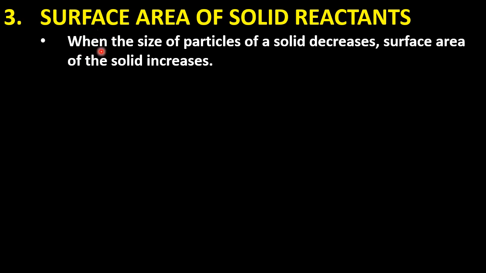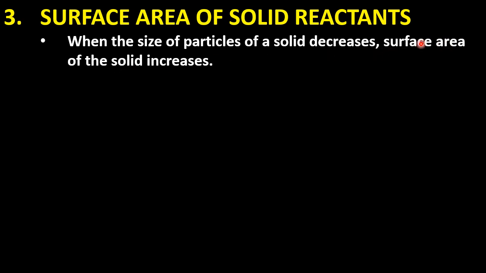Investigations have shown that when the size of particles of a solid decreases, like you are turning the substance into powder, let's say charcoal, for example, you are grinding it into powder, that's decreasing the particle size, and the surface area of the solid increases. Take note of this. Many people miss this part. So when the solid decreases in particle size, what is happening? The surface area of the substance as a result increases.